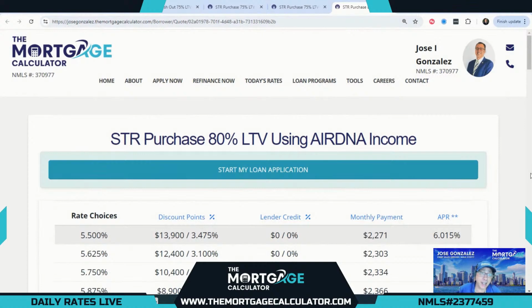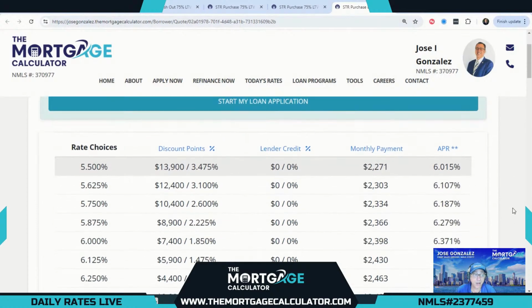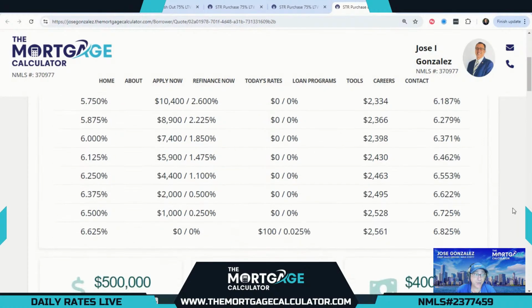Now, if the long-term rent does not cover that 15% down, then in order to be able to use short-term rental income, we would have to lower the LTV to 80%. So it would have to be a 20% down loan. But this one allows us to use AirDNA income, right? The only catch is our DSCR has to be at least 1.5. But if it's a good short-term rental property and you are using AirDNA income, then you should hit the mark of 1.5.